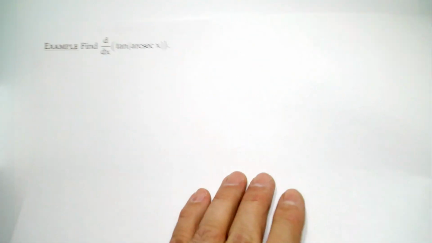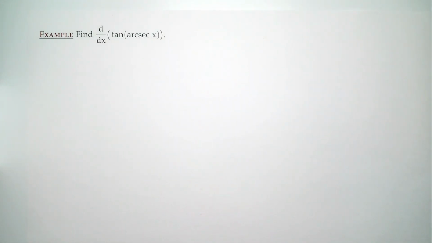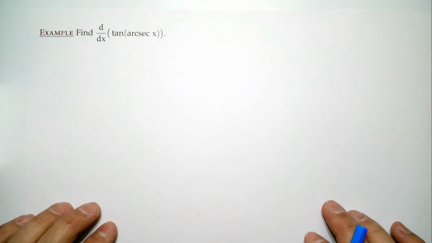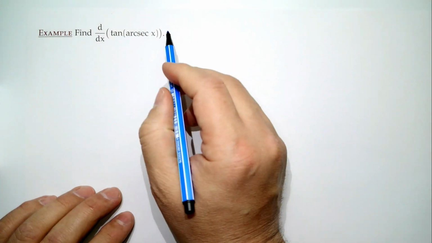Find the derivative of tangent of arc secant of x. So when we need arc secant, we'll come back and put it in. All right, so if I'm looking for the derivative of the tangent of the arc secant, what rule do we need? We need the chain rule.